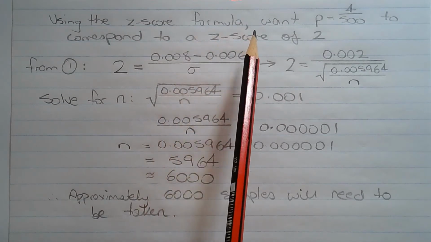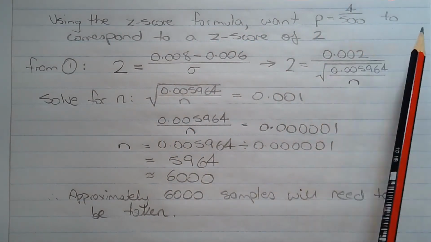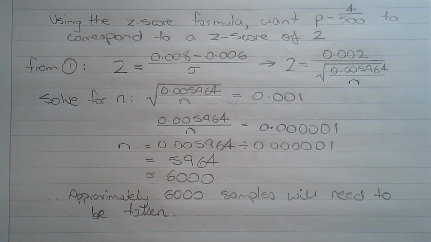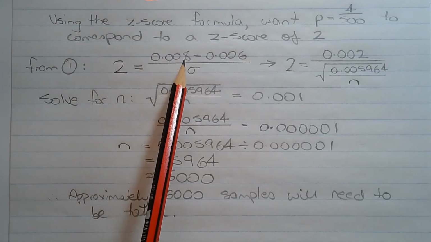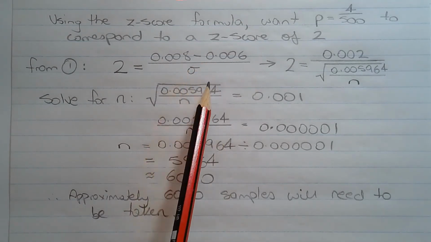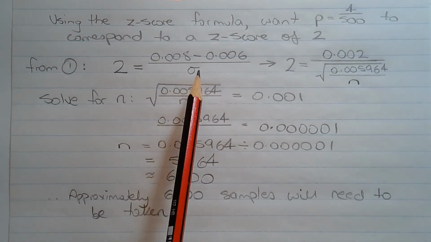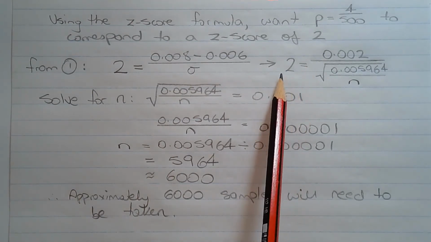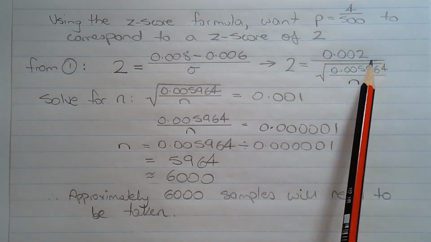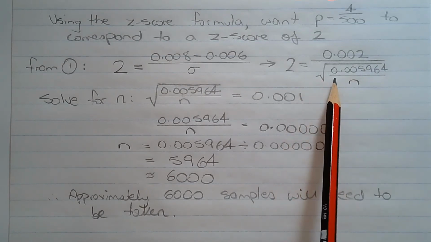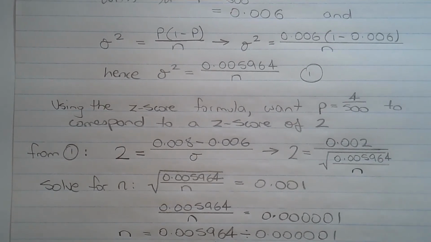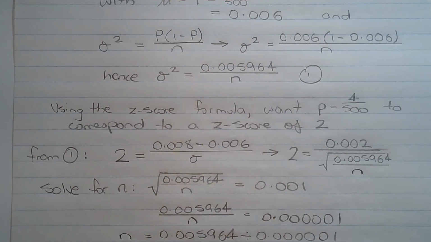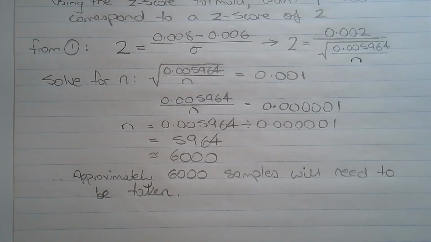Using the z-score formula, we want P equals 4 over 500 to correspond to a z-score of 2. So from 1, a z-score of 2 is equal to 0.008 minus 0.006 over sigma, which is the square root of sigma squared. So we get 2 equals 0.002 over the square root of 0.005964 over n, which is just the square root of the right-hand side of equation number 1. Next, we solve for n.